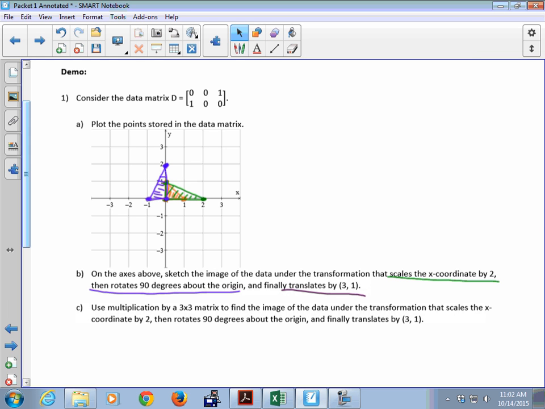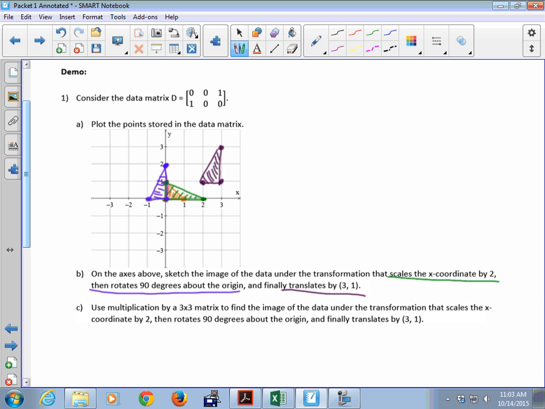And then the last thing I do is translate that whole triangle that I just created by 3, 1, which means right 3, up 1. So each point, move it right 3 and up 1. So negative 1, 0 lands at 2, 1. And 0, 0 lands at 3, 1. And 0, 2 lands at 3, 3. So this is my final location of my graphic after I have manipulated it 3 different ways.